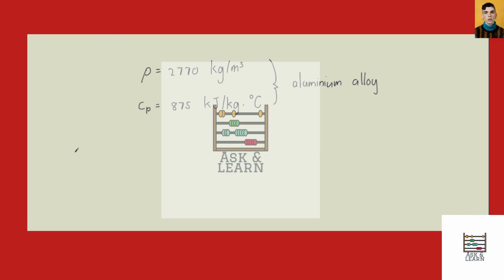In this problem, we have an iron whose base plate is made of an aluminium alloy and is turned on. The minimum time for the plate to reach a specified temperature is what we need to determine. Now, the density and specific heat of this aluminium alloy plate are given to be 2770 kg per cubic meter and 875 joules per kg degrees Celsius respectively.